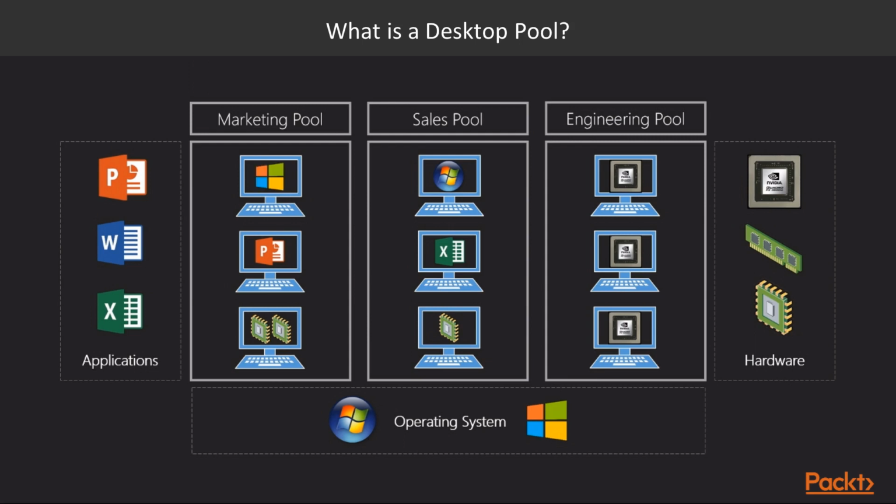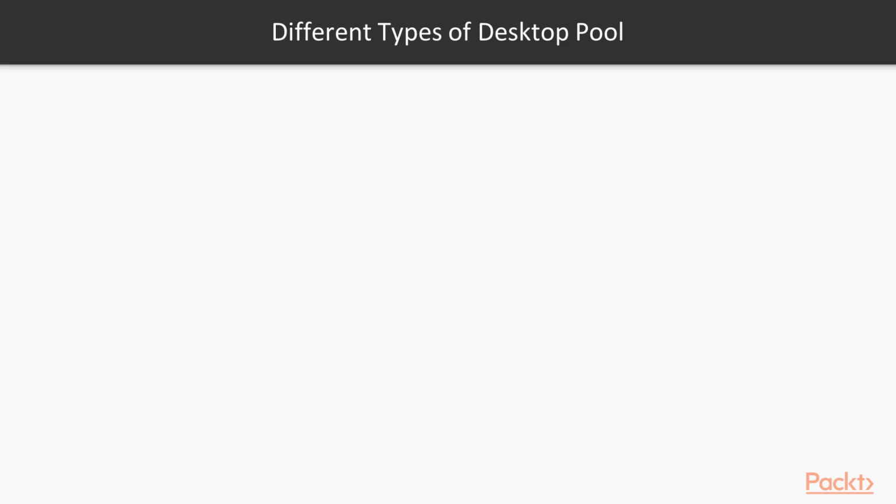As you can see, we've created different pools for different departments, configured with different hardware specs, different apps, and even different operating systems. There are a couple of additional dimensions that we're going to cover next, and that's how the desktops within the pool are built and delivered, and whether the virtual desktop machines are persistent or non-persistent. We're going to start with the different pool types.